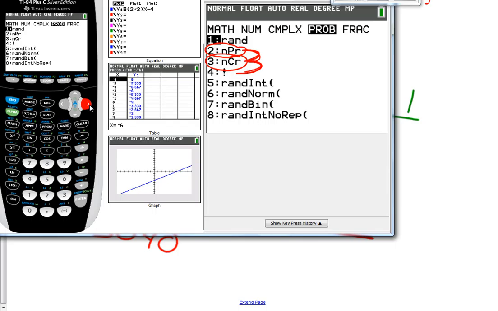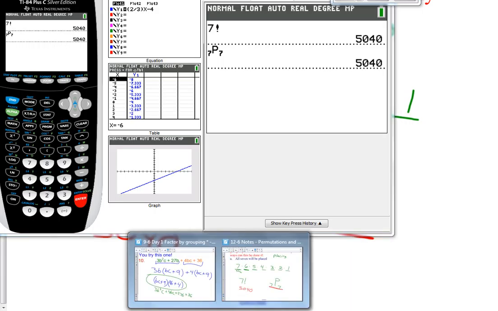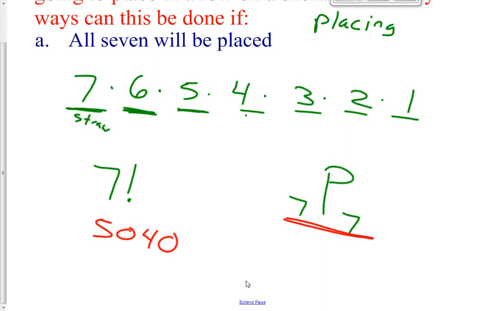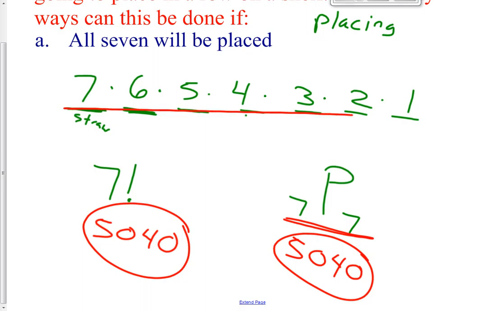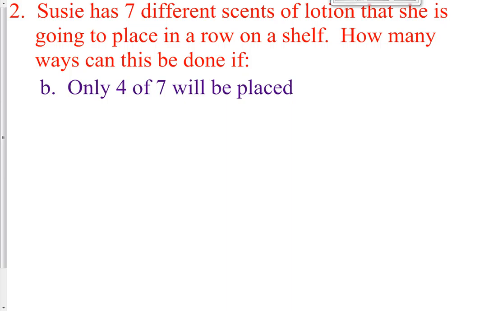Okay? 2 is your permutation, 3 is your combination. So we're doing a permutation, so we're going to go down to number 2, and then we're going to press enter. So it's 7 permutation, and we're placing all 7 of them. So 7P7, once again, we get 5040. Okay? So it doesn't matter which way you do it. Or you can do 7 times 6 times 5 times 4 times 3 times 2 times 1. Once again, you're going to get 5,040 ways. Okay? So on your next test, you can write down this, or you can write down this, or you can write down this. Just make sure you show your work, which method you used, and then you could have the answer 5040.